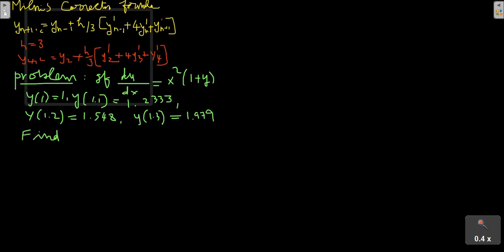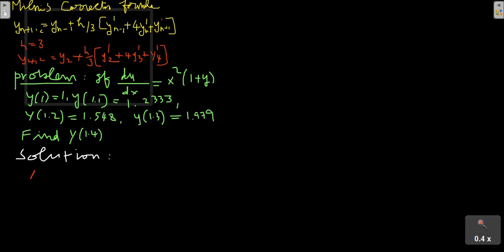Now what is the question? We have to find the value of y when x equals 1.4. So Milne's corrector formula with n equals 3 gives this equation. Find all these components: y2, h, y2 dash, 4 times y3 dash, plus y4 dash, then substitute in this equation and you will get the answer. So let us find the answer.